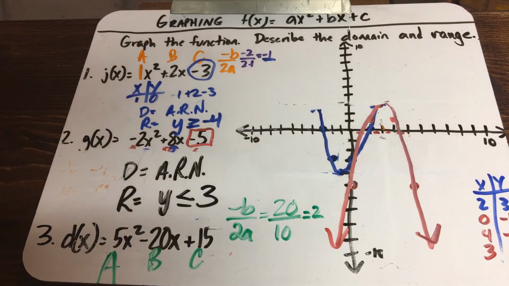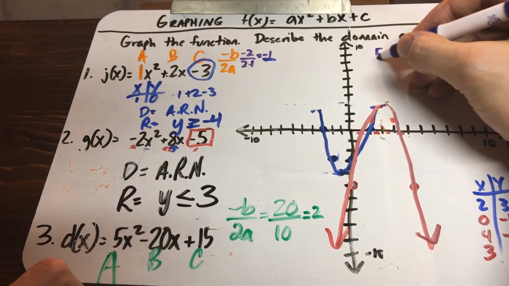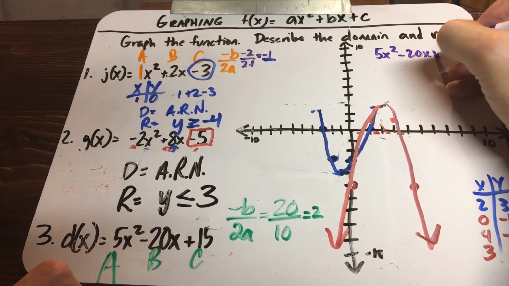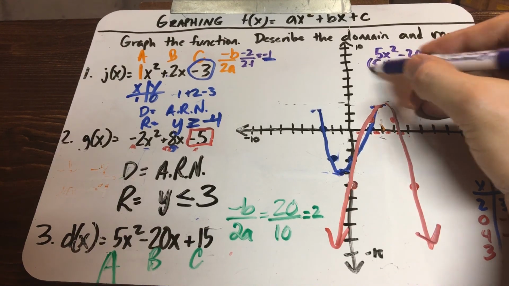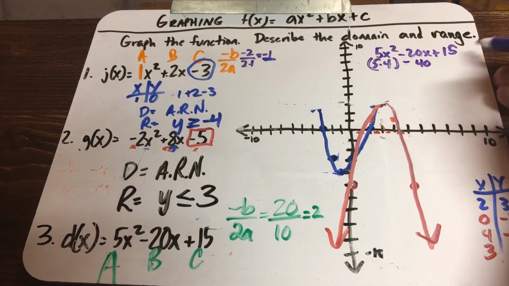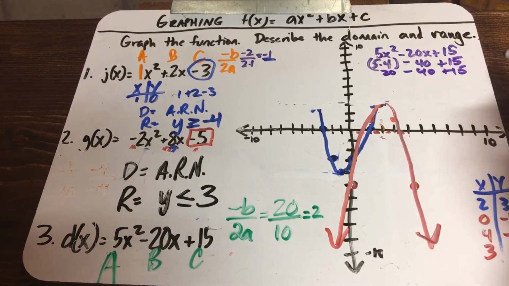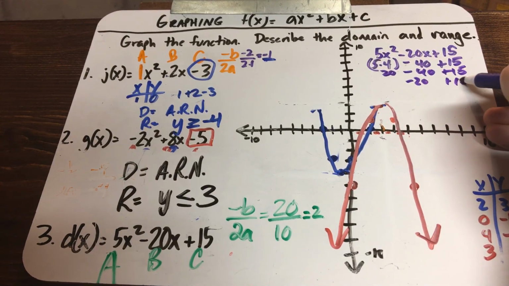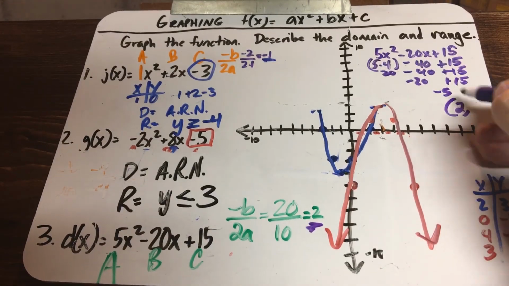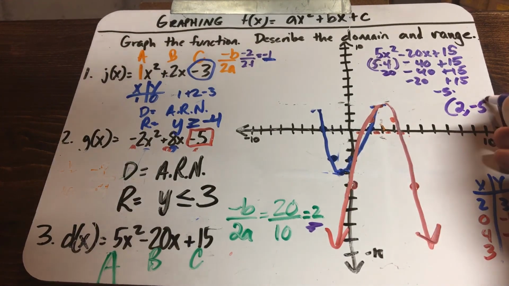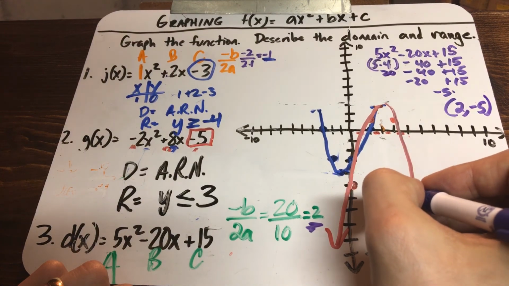And let me switch to a different color because that green doesn't show up very well. If I took this question, I'm going to put it way up here. If I put 2 in the place of X, 2 squared is 4, so I would have 5 times 4. Here, 20 times 2 is 40. And here, 15 at the end. So that would be 20 minus 40 plus 15. 20 minus 40 is negative 20. Negative 20 plus 15 is negative 5. So we would have a vertex of 2, negative 5 right here. When I plugged in 2, I got an answer of negative 5. So this one would have a point 2, negative 5, way down here.